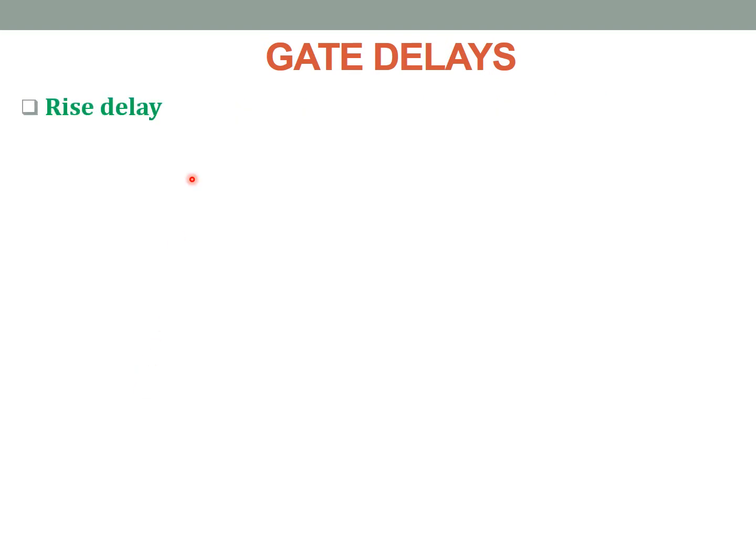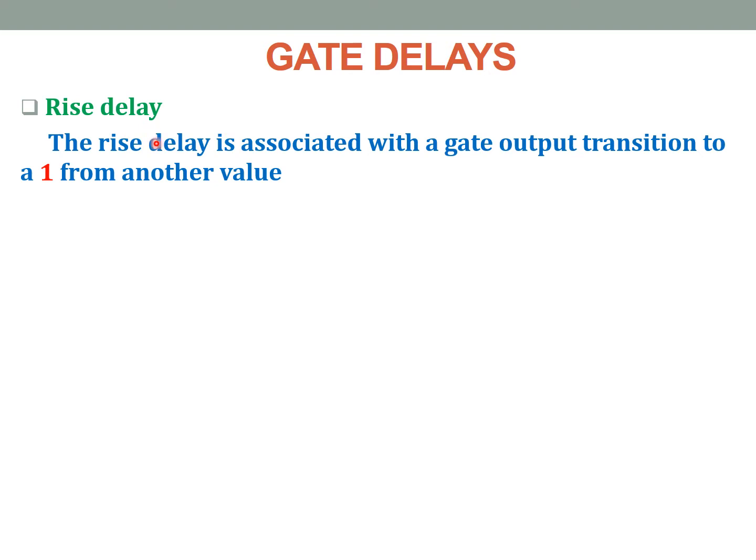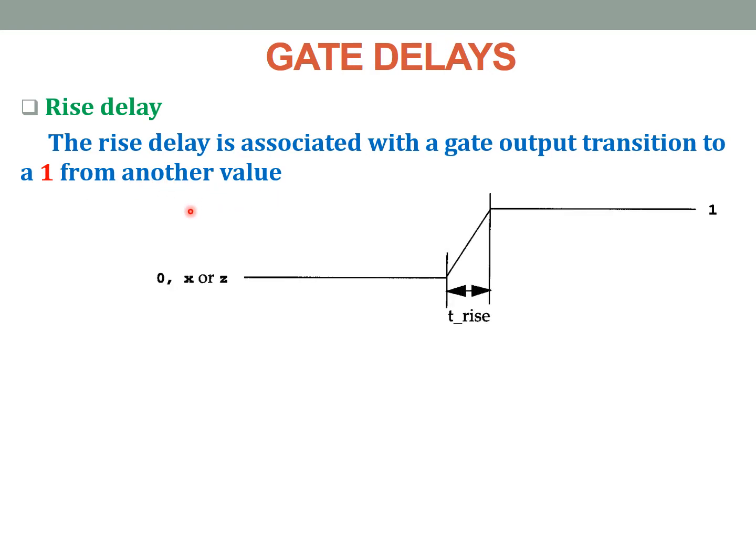The first delay is the rise delay. The rise delay is associated with a gate output transition to a 1 from another value. The best pictorial representation is when a logic signal changes its value from logic 0, unknown or Z to logic 1, it takes practically some amount of time. That delay associated with the transition from 0, x or Z to logic 1 is known as the rise delay or the rise time.